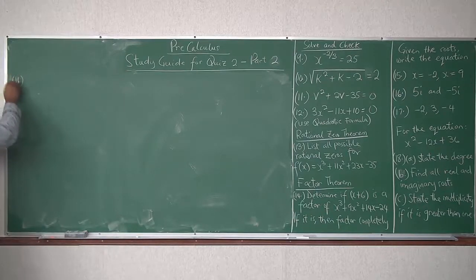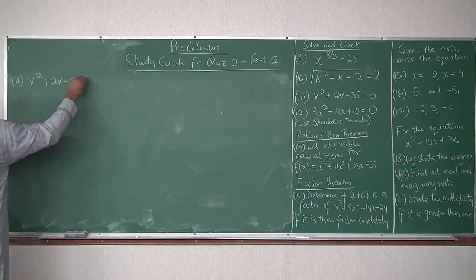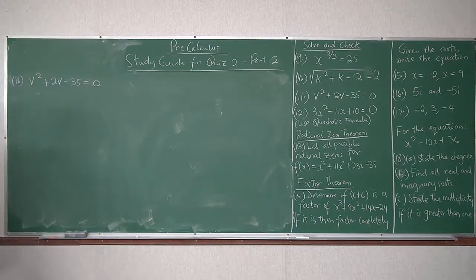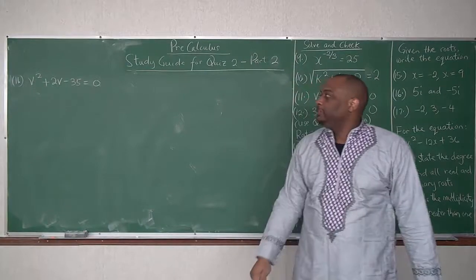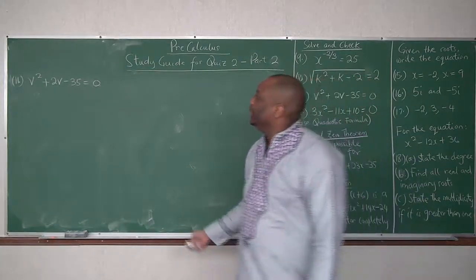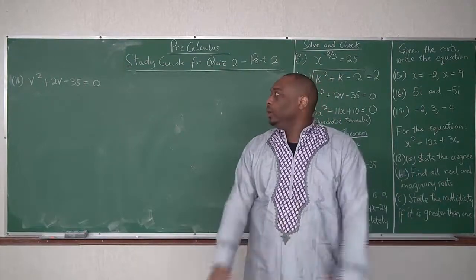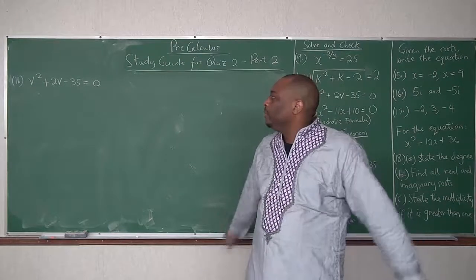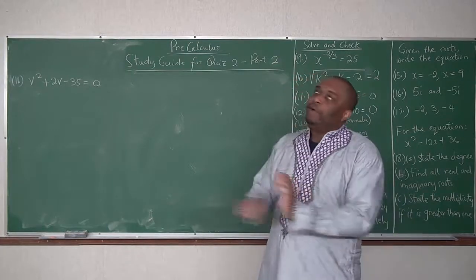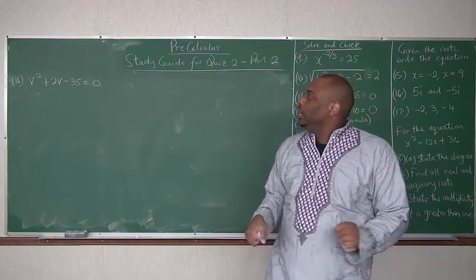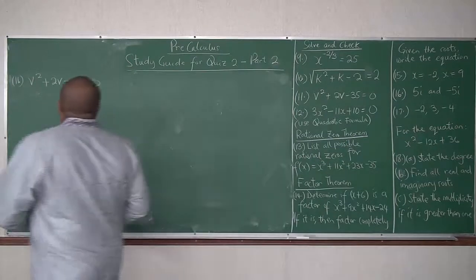Question 11. V squared plus 2v minus 35 equal to 0. Let's see whether we can do this by factoring right away. Negative 35 times v squared is negative 35v squared. That's the method. 1 and negative 35 will not work. Negative 1 and 35 will not work. 2 will not work. 3 will not work. 4 will not work. 5 and negative 7 will not work. Negative 5 and 7 will work.